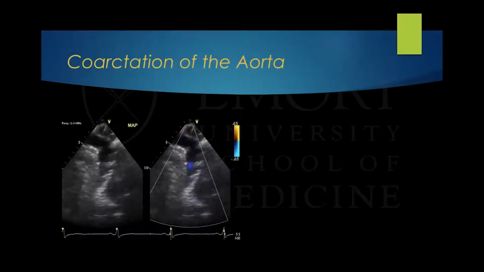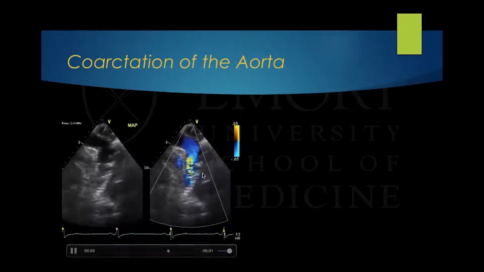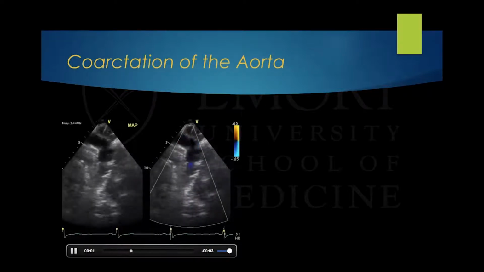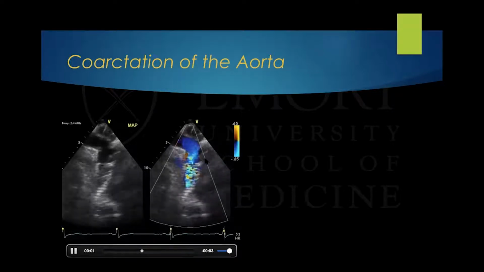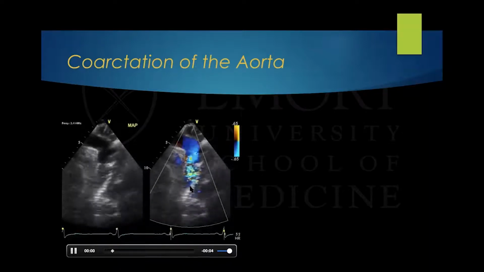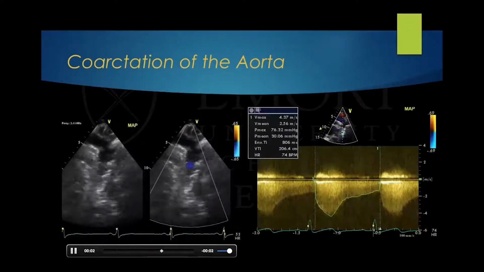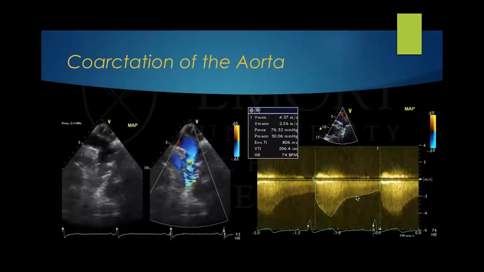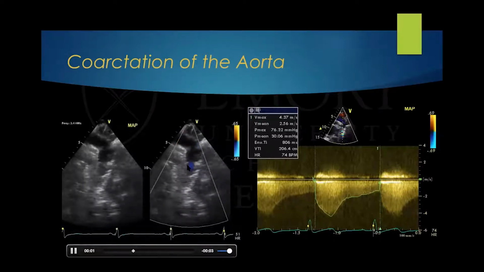So bicuspid aortic valves can be associated with coarctation of the aorta. And the best and only shot to rule this out is the suprasternal notch, where you're going to look at the entire aortic arch, and then the descending aorta after the left subclavian artery, where you'll see a narrowing. By color Doppler, you will see some turbulent flow. And when you run the CW, you'll see that there is a tailing in diastole due to the significant obstruction of the descending aorta.